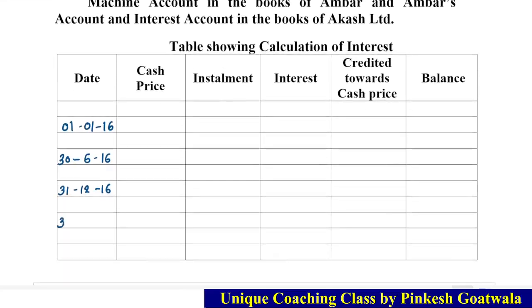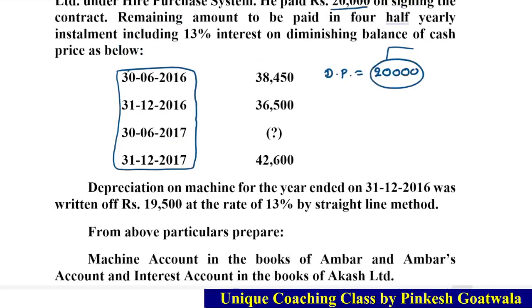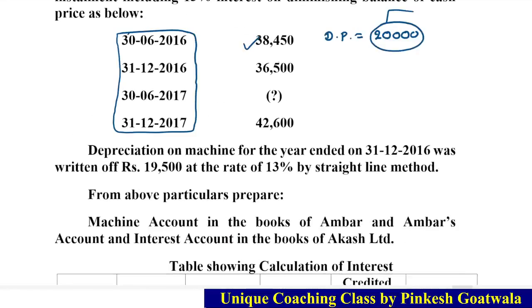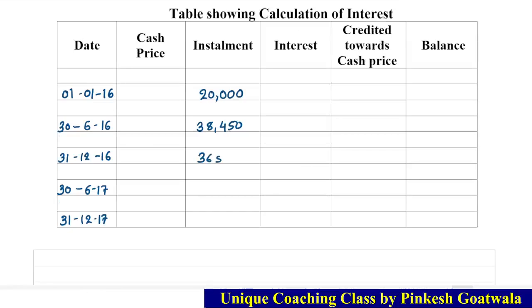After that 30th June 17 and 31st December 17. These are the dates of installment and the amounts: down payment 20,000, first installment 38,450, then 36,500 and 42,600, and here a question mark.